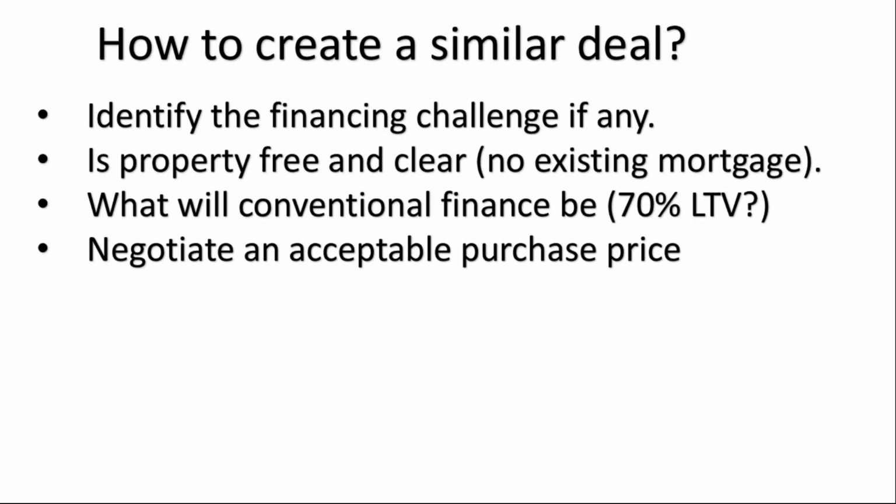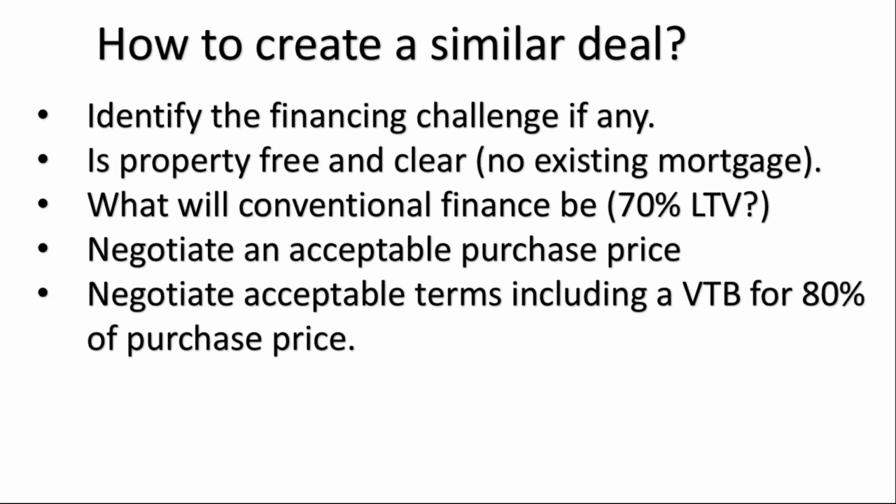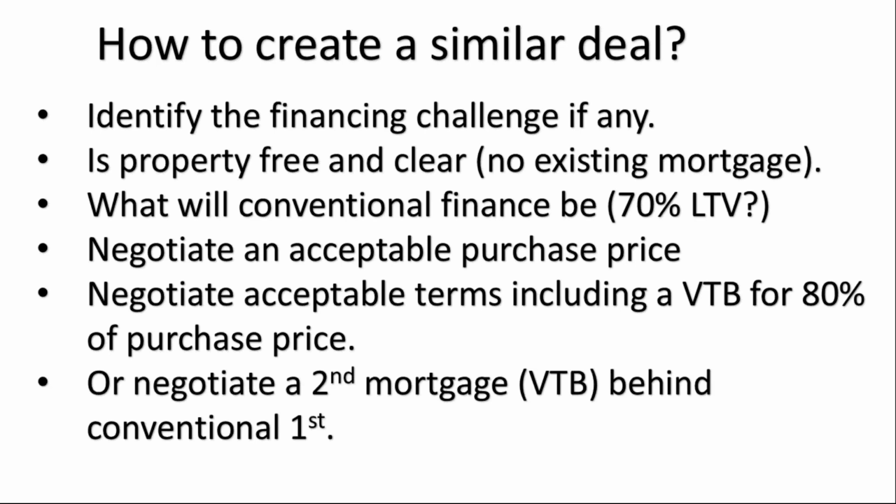It can be an RSP mortgage. It could be a line of credit from Joe Blow, a buddy, whatever the case may be. It gives you time to look elsewhere as well. All right, so negotiate the acceptable terms, including the vendor take back for 80% of the purchase price, or negotiate a second mortgage vendor take back behind the conventional.